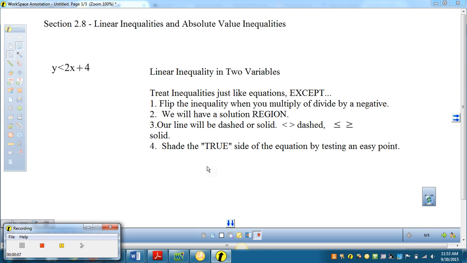We need to remember that we'll have a solution region, not just one answer. And our line will be dashed or solid. If it's less than or greater than, the line is dashed. And if it's less than or equal to or greater than or equal to, it includes the points on the line, so that is solid. Then, after we graph our line, we want to shade the side that is true, and that is going to be our solution region. We decide which side is true by picking an easy test point and plugging it into the inequality. So let's look at this example.